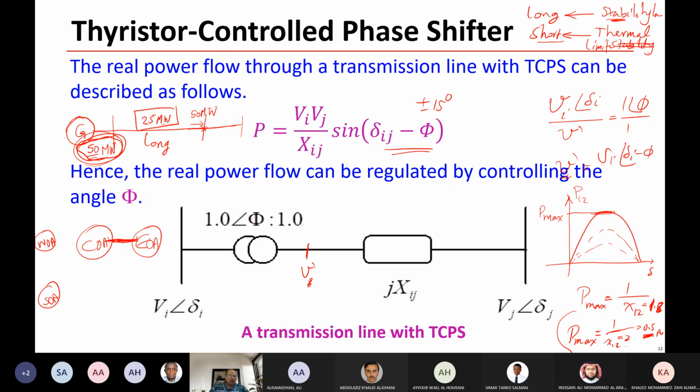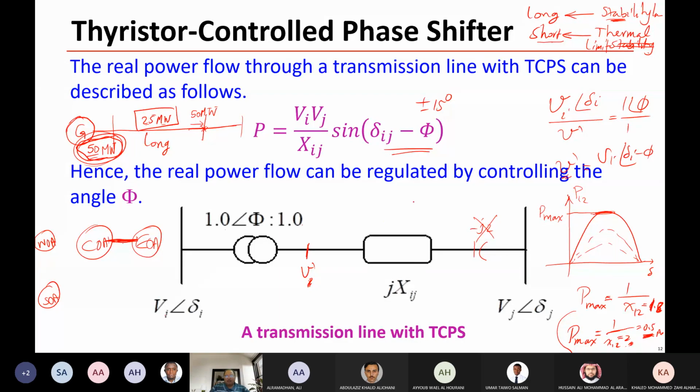Of course, this will lead us to another problem. Compensation here: if you install a capacitor and this becomes minus j2, that means our net reactance will be 0. So theoretically you have infinite power that you can transfer. But in real life, of course, you cannot do this. You have to carry out another study.